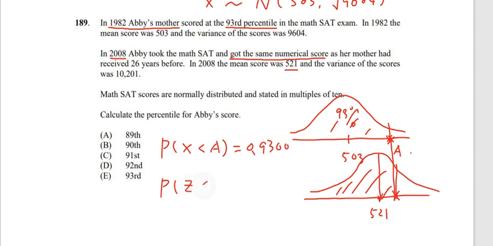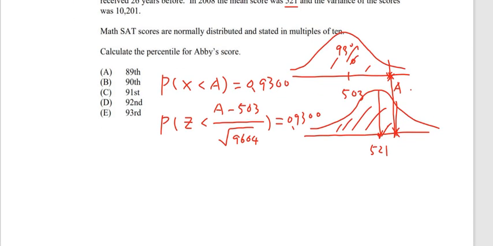So this becomes P(Z less than (A minus mu) over the standard deviation), where mu is 503 and the standard deviation is 96.04, and this equals 0.93. So we can check the normal table to find the cutoff point, then find A. So finally we get A equals 646.